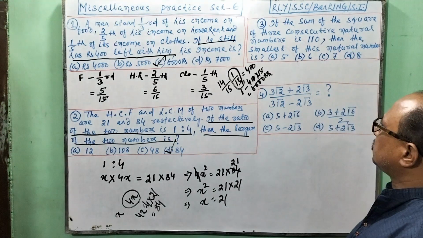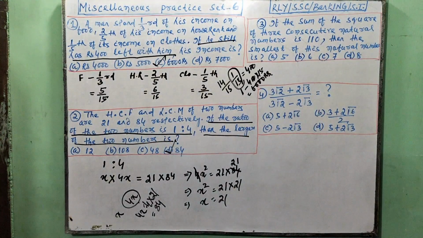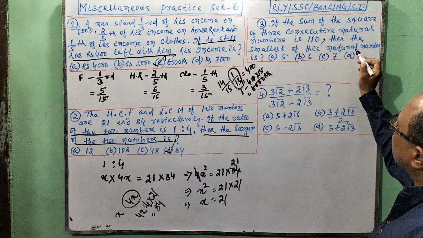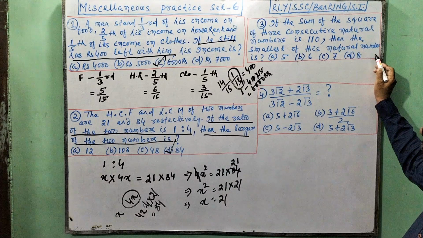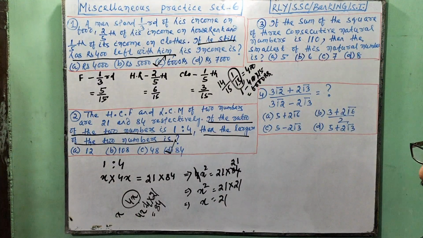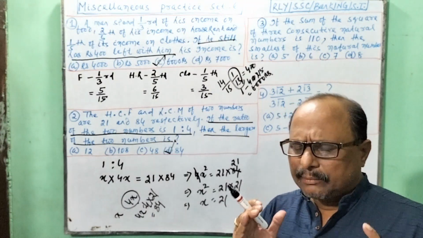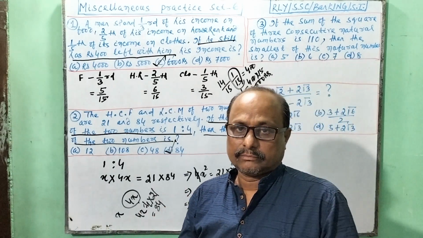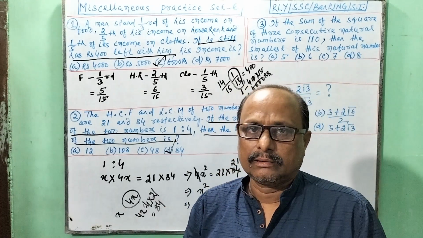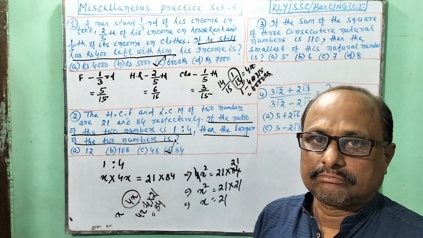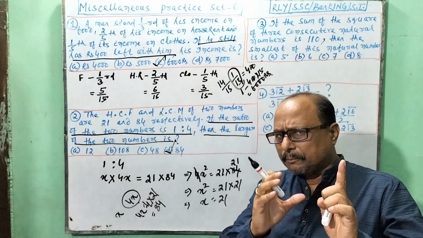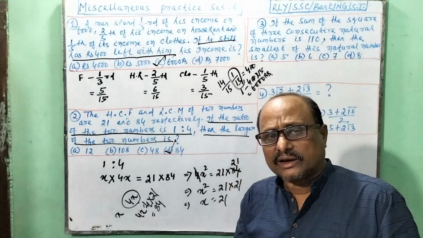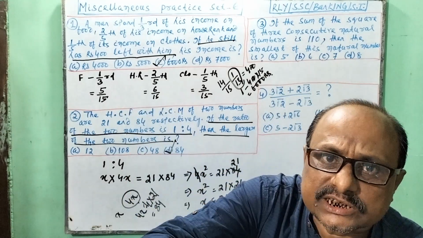Right? Number 3. If the sum of the squares of 3 consecutive natural numbers is 110, then the smallest of these natural numbers is... For this type of question, when you go to the exam hall, the first choice is to put the option into the question. If that is not possible, then you have to work out the sum. So put the option into the question and get the answer.